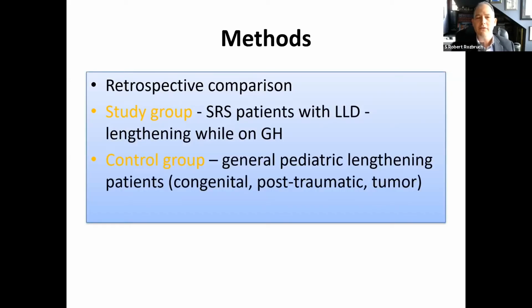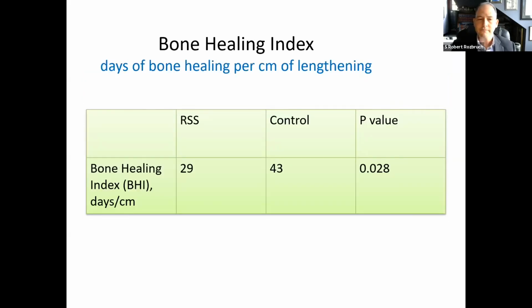What we did was a retrospective comparison. It was a level 3 study looking at RSS patients with LLD on growth hormone. And our control group was the rest of my pediatric practice of general pediatric lengthening, which included other conditions such as congenital, post-traumatic, or post-tumor. And what we were able to show is that in the control group, the bone healing index was 43 days per centimeter, and the bone healing index in the RSS group was 29.